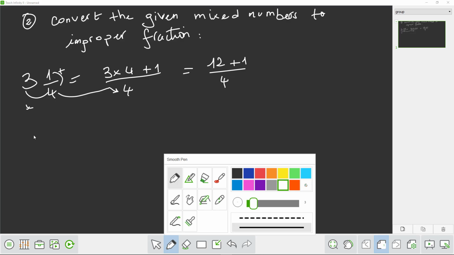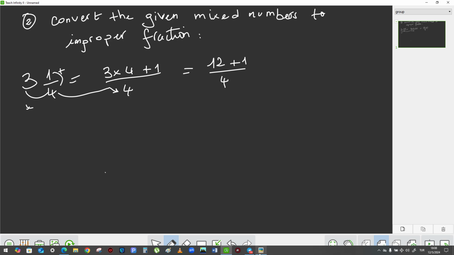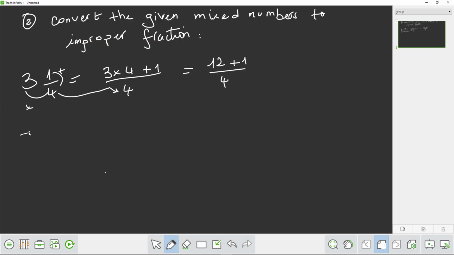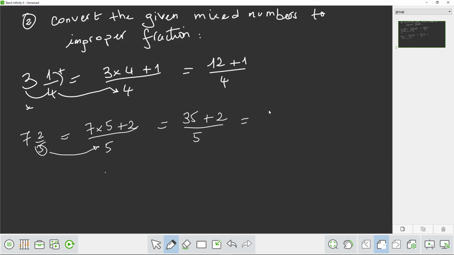Another one. Let's take 7 and 2 over 5. The answer is 7 times 5 plus 2 over 5. This over 5, always bring it in here. 7 times 5, it's 35, plus the 2 that we have, over 5. Now 35 plus 2 is 37.